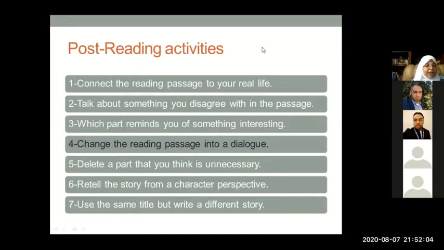Okay, change the reading passage into a dialogue. So you can ask them to change this into a dialogue, and of course you will put them in breakout rooms and ask them to write the dialogue as groups. Delete a part that you think is unnecessary. So they will read, for example, and highlight the sentences or the parts that they think.